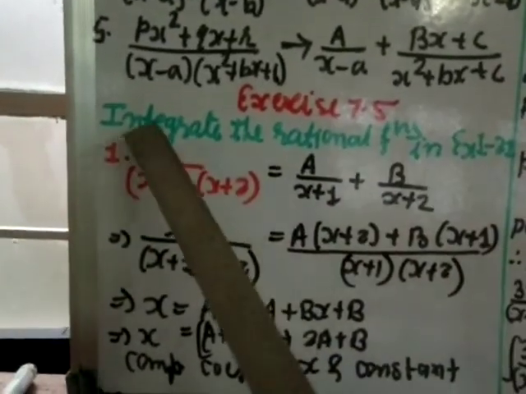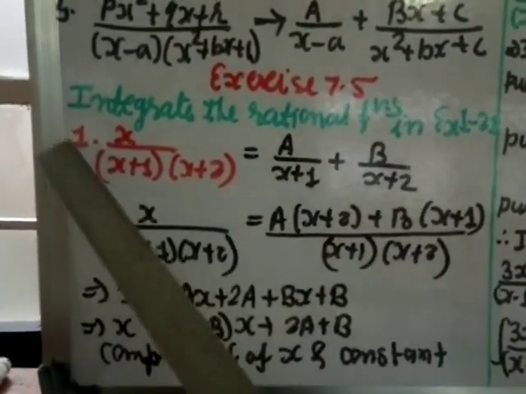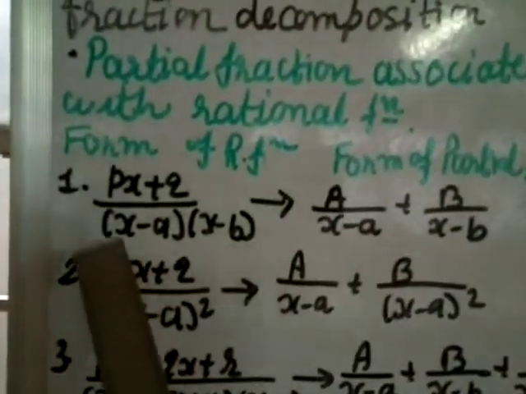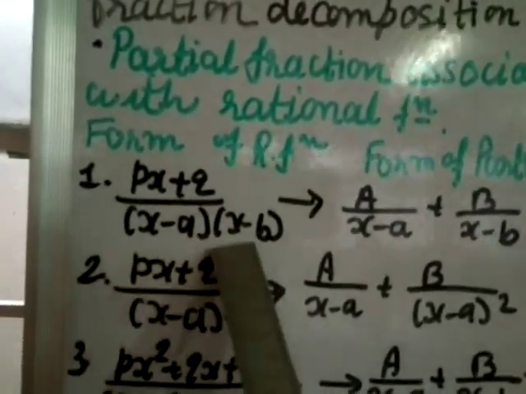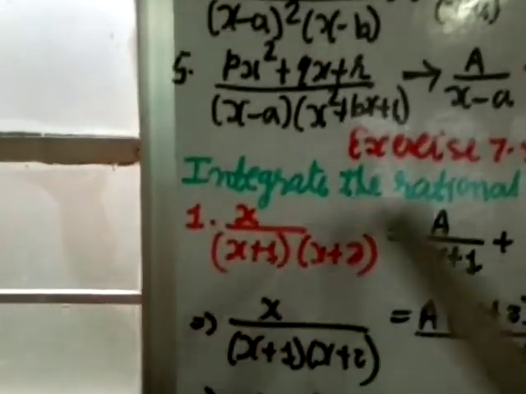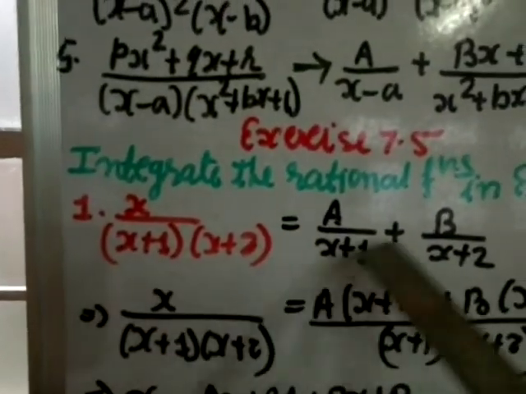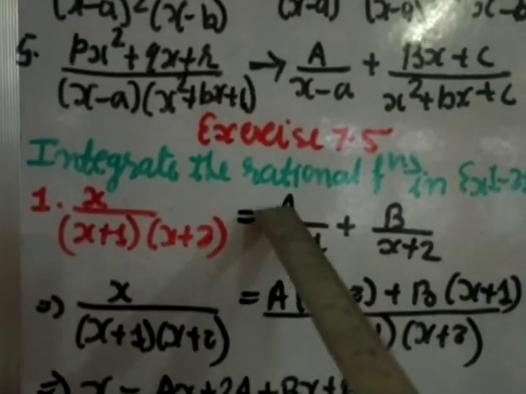Exercise 7.5, integrate the rational functions in exercises 1 to 21. Number 1, x divided by (x plus 1)(x plus 2). Now I will use the first case, the form (px plus q) divided by (x minus a)(x minus b). Here it is x plus 1, x plus 2. Even if it is minus, or if it is plus, we calculate the same way. So I can write a by (x plus 1), the first factor, plus b by the second factor, (x plus 2). Now I'll take the LCM.